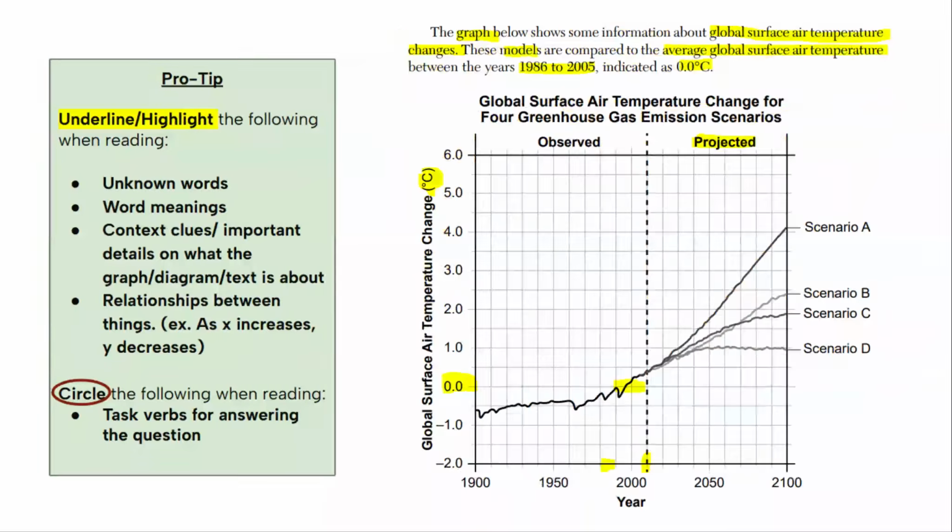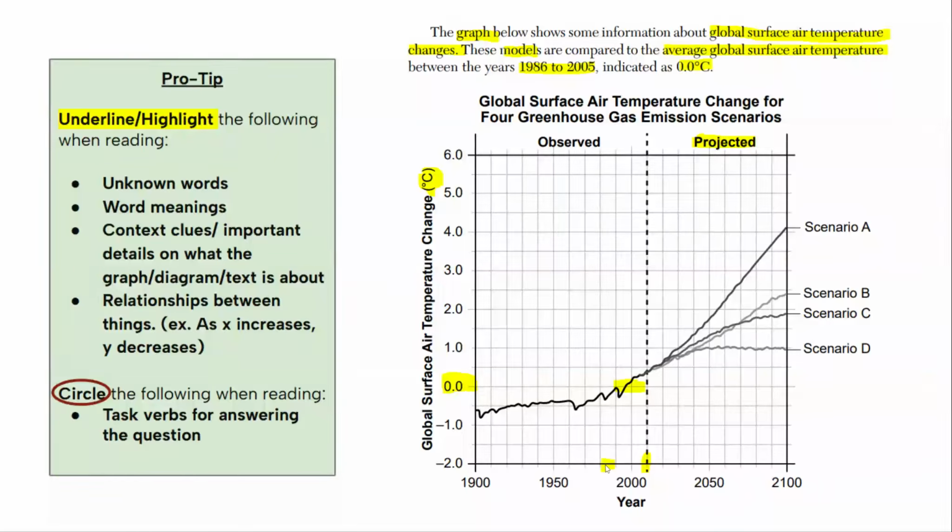Okay. All right. Then moving on, I see another graph. The graph below shows some information about global surface air temperature changes. So, this graph is talking about global surface air temperature changes. I'm highlighting that. And these models are compared to the average global surface air temperature between the year 1986 to 2005, indicated at 0 degrees Celsius. So, all these models that we were talking about are compared to the average global surface air temperature. So, overall, the average air temperature of the surface between 1986 to 2005. I'm going to highlight those areas.